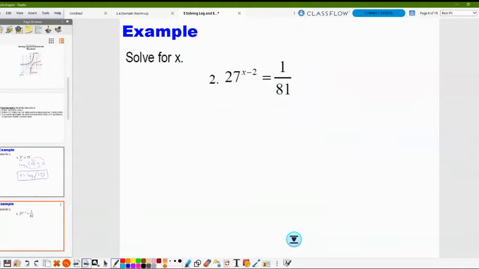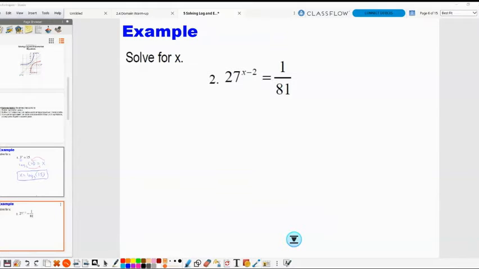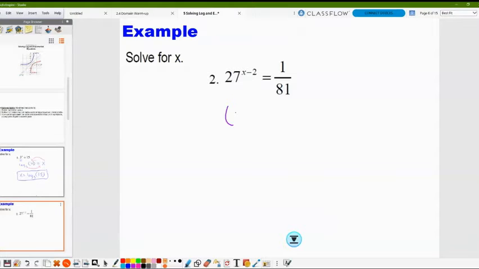Okay, let's try another one. 27 to the x minus 2 equals 1 over 81. On this one, I'm not going to write it in logarithmic form because I can't think of 81 as a power of 27 just off the top of my head. So this one I'm going to rewrite with a common base, because I do know that 27 is just 3 cubed, and so that's raised to the x minus 2.